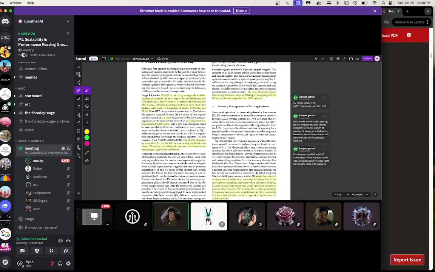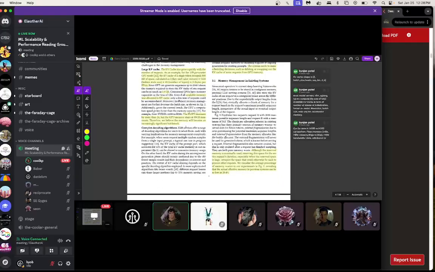So the more you reuse, the higher the number of requests you can have, and your throughput increases.